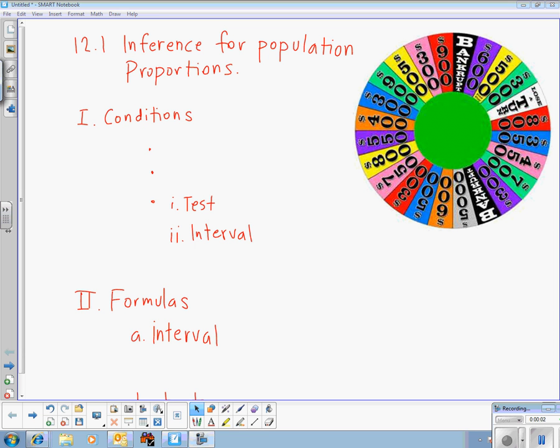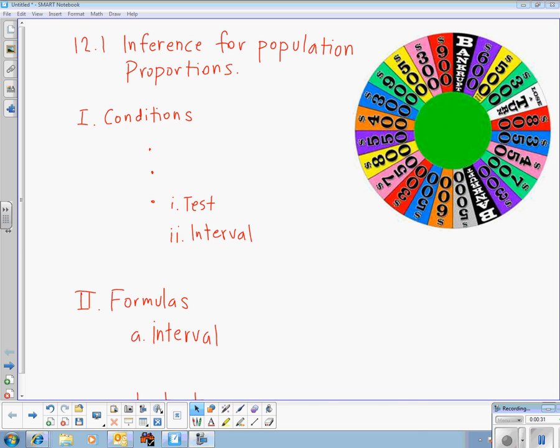Okay, guys, we're going to talk about proportions today. We've been in chapter 11 discussing means. Everything was about quantitative data, and we tested whether a mean had a certain value or whether two means were alike or different. And now in chapter 12, we're going to talk about proportions. So now these are going to be what proportion of the population falls into a certain category.